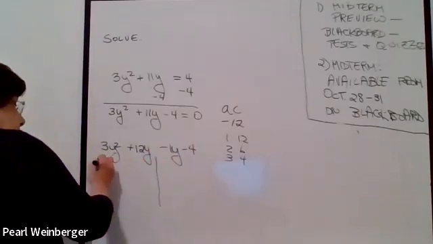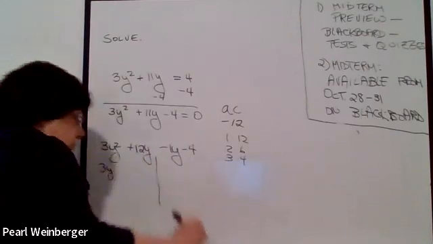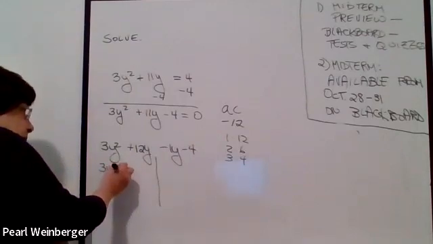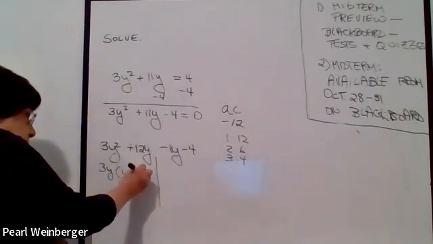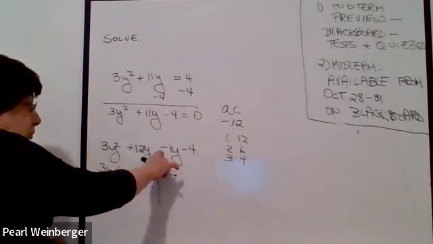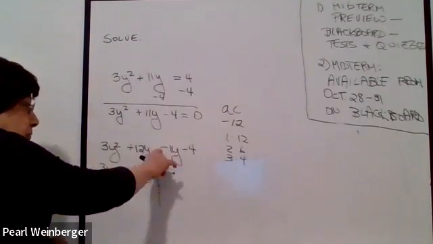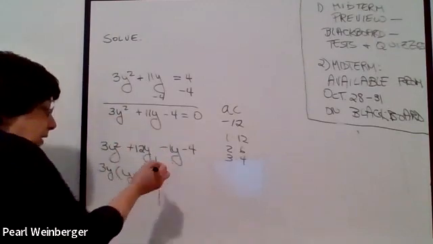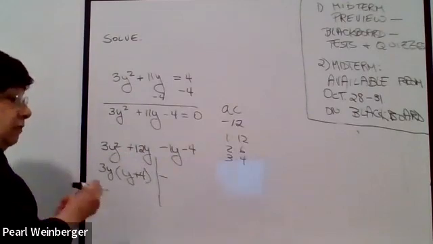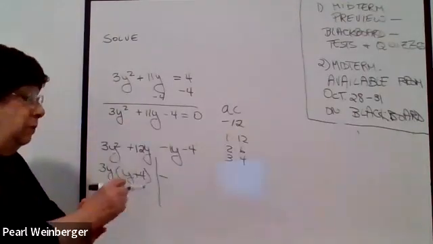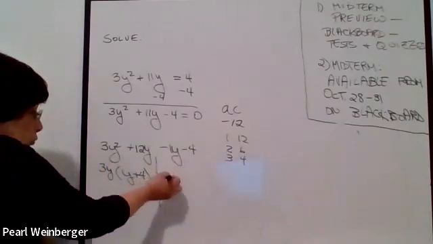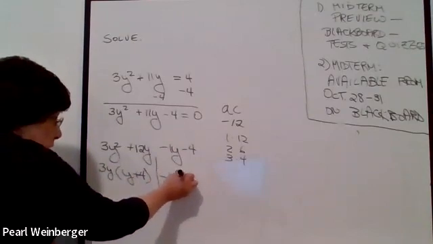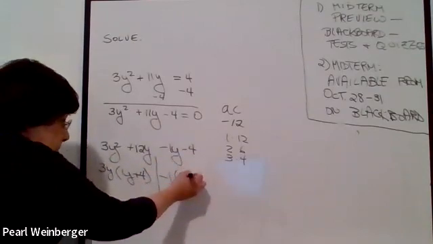In my first group, I have a 3y, that's a common factor. So I'm getting 3y times y plus 4. In my second group, there's no common factor except there's a minus here. And remember, when we start with minus, the common factor includes the minus. So this will be a -1 or just a minus. And this will give me y, and -1 into -4 is +4.